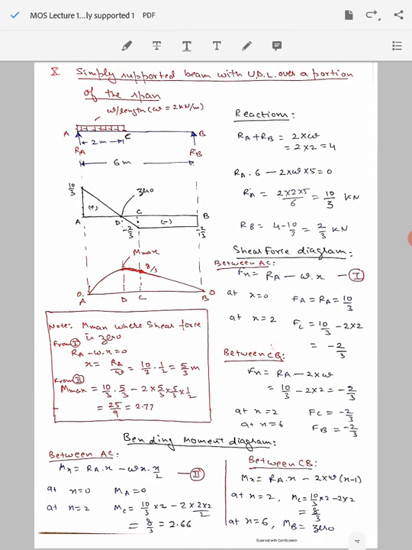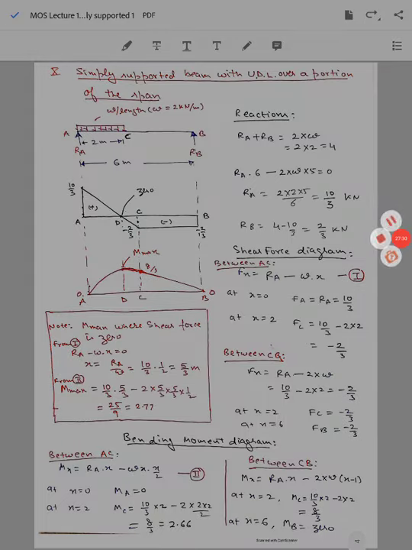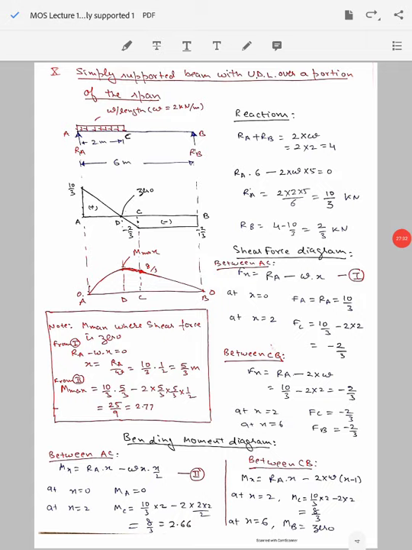Now let's take another case where the simply supported beam is loaded with a uniformly distributed load, but not over the entire span, rather on a portion of the span. So this is the beam of 6 meter length that you can see here, AB, and it is loaded only up to point C, that is the 2 meter distance from the left end, by a load of 2 kilonewton per meter.